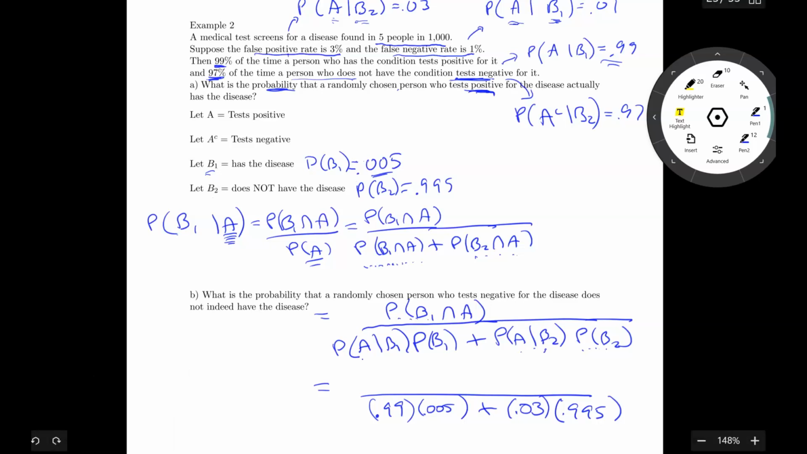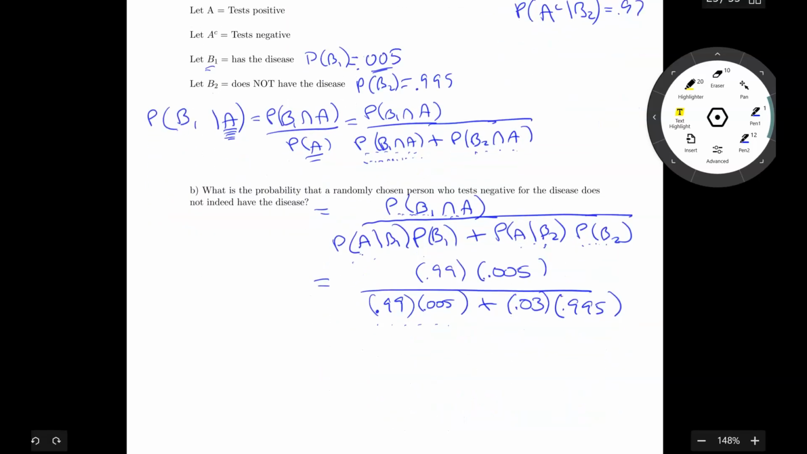And let's finish up with the numerator, which is the same one here, which is this same one here. So that's going to give me the probability of A given B1, so that's 0.99, and then times the probability of B1, which is 0.005. Phew! All right, so I'm going to let you do the second one for zoom time.